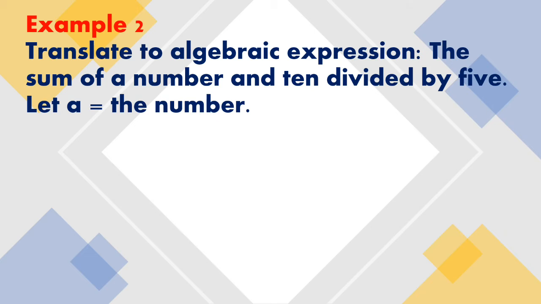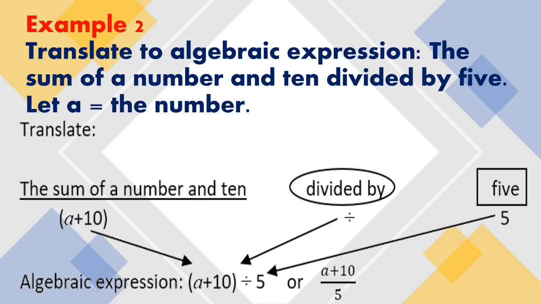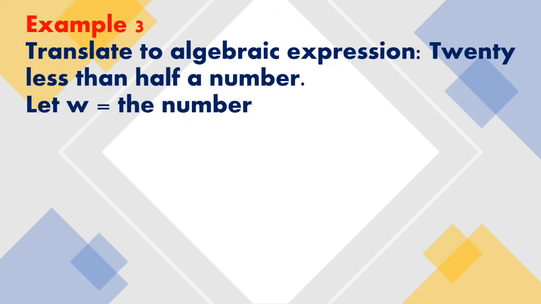Example number 2. Translate to algebraic expression the sum of a number and 10 divided by 5. Let a be the number. The algebraic expression for example number 2 is the quantity a plus 10 divided by 5, or a plus 10 divided by 5. Example number 3.